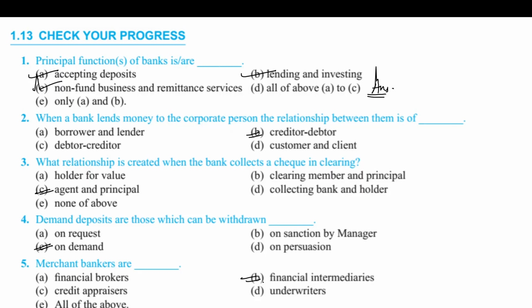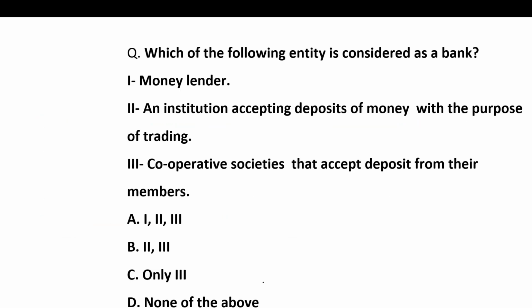Now let's move on to our practice questions. Number one, which of the following entities are considered as bank? Money lenders? No. An institution accepting deposit of money with the purpose of trading? No. Bank can accept deposit only for the purpose of lending or investment. Cooperative societies that accept deposit from their members? No. So D is the correct answer for this question.